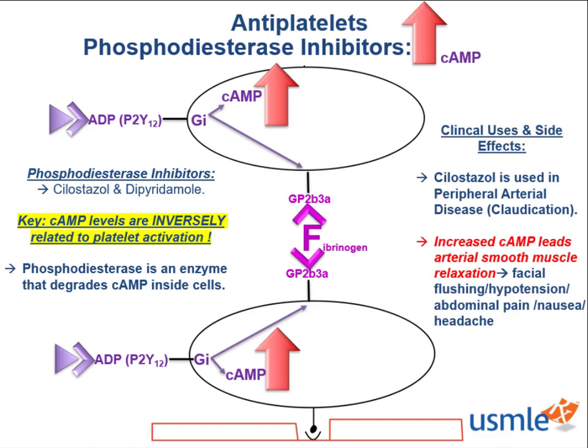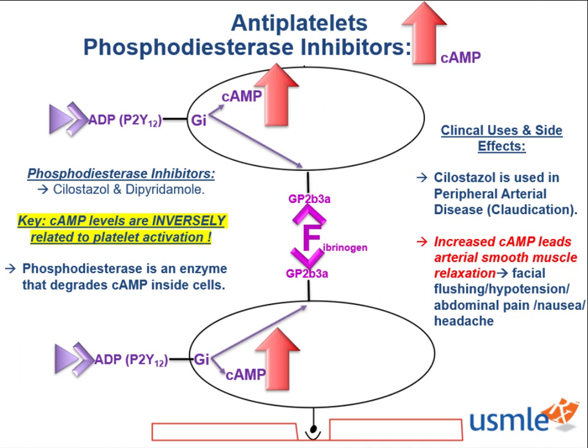While clinical indications are usually lower yield for Step 1, one to know for test day is that cilostazol is the drug of choice in treating peripheral arterial disease, marked by symptoms of claudication, or tiring and pain with muscle use in the affected extremities. Moreover, test makers will go after the fact that phosphodiesterase inhibitors increase cAMP not only in platelets, but in arterial smooth muscle cells. Listen to this.